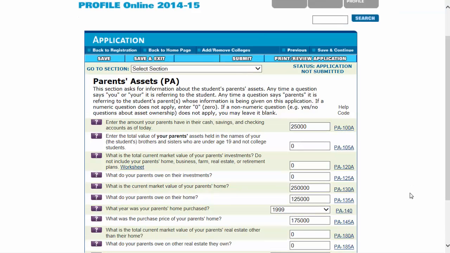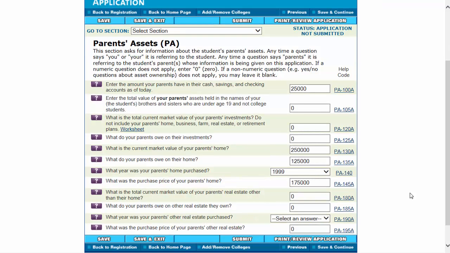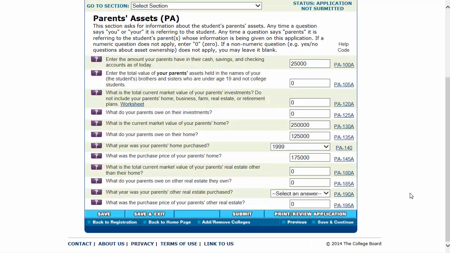This is the parent asset section. Here, the questions are, today, as of the day that you're filling out the form, let us know about your assets in these broad categories. So we're looking at cash and savings, assets held in the parents' names, and assets held in the names of brothers and sisters. We ask that question because families often do college savings in that way.